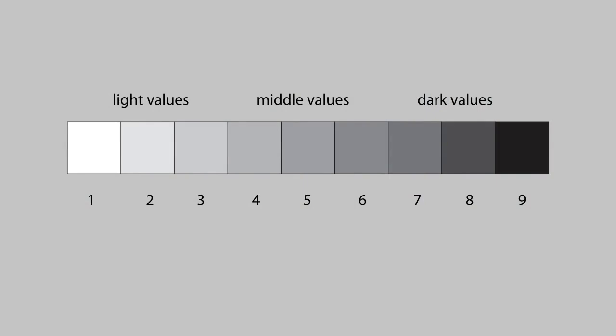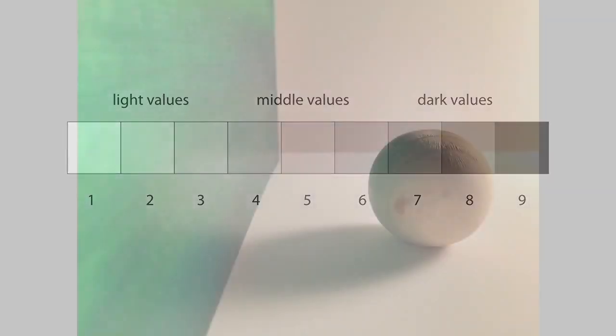Artists use the word value to refer to how light or dark something is. There are many different scales that people use for values, but for the purposes of this video, we'll just need to refer to light values, middle values, and dark values.